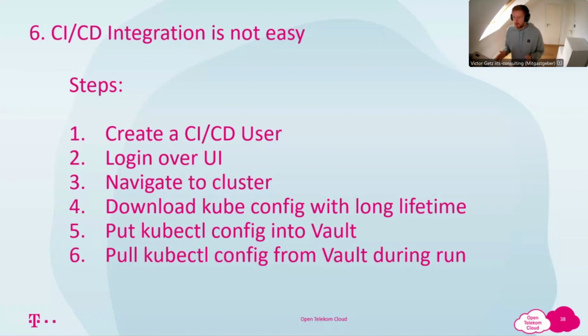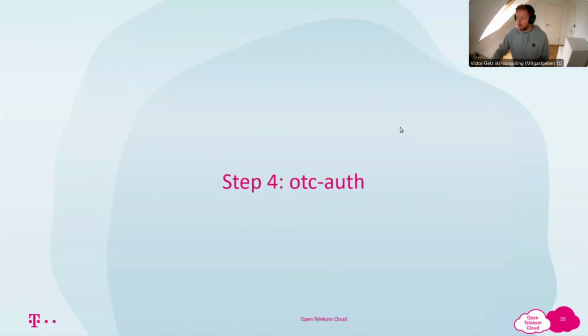You put it into Vault or some other secret mechanism, and then you need to pull this kubeconfig from Vault during the run. So basically you also need a vault image or something like that to be able to access it. You need a pre-step every time. There is really some room for optimization, and that's where our OTC-Auth tool comes in.